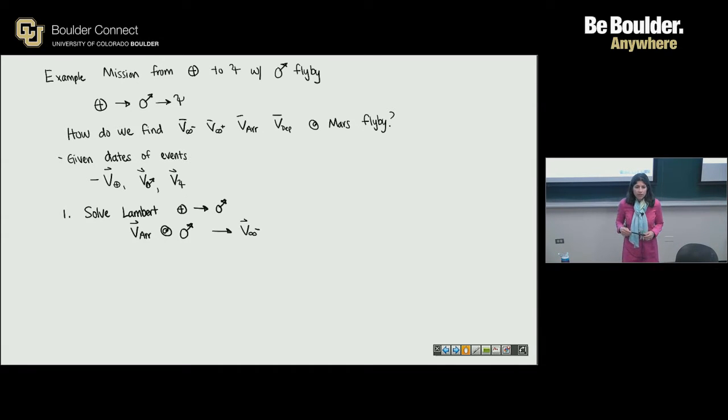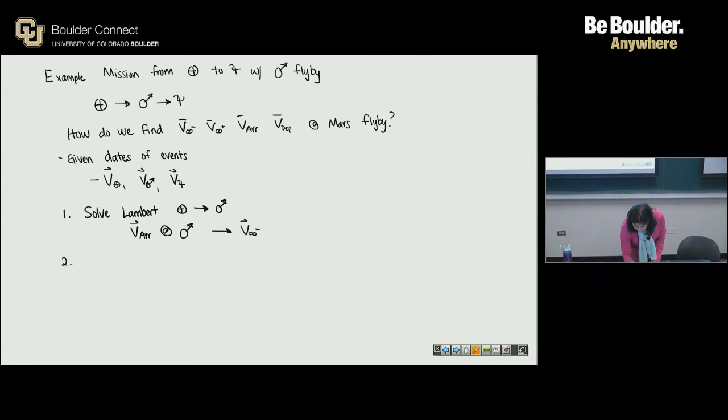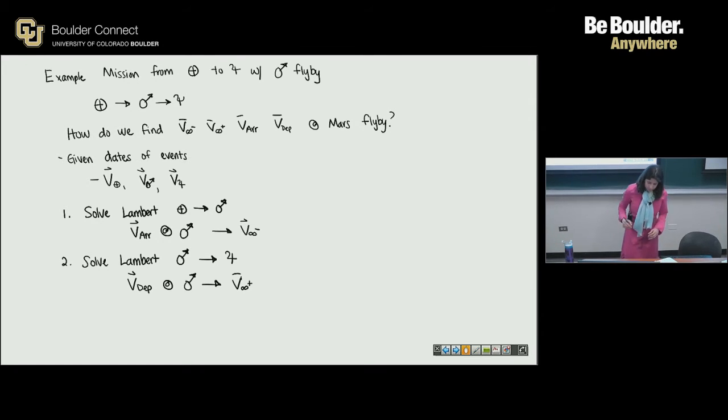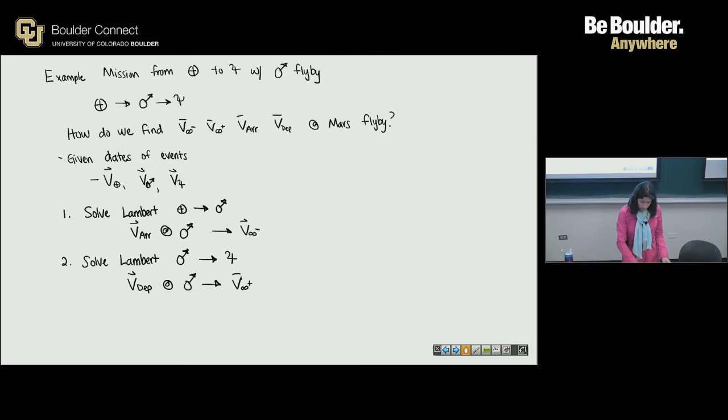How could we solve for that? Turning angle? Well, if we don't have v infinity out, we know the magnitude of v infinity out, but we don't know the components. So if we don't know the components, then we can't get a turn angle. We can solve Lambert's problem for Mars to Jupiter. Yes, we can solve Lambert from Mars to Jupiter. And then that will give us our velocity departure at Mars, and so we can get v infinity outgoing. Okay? So now we've got our flyby.